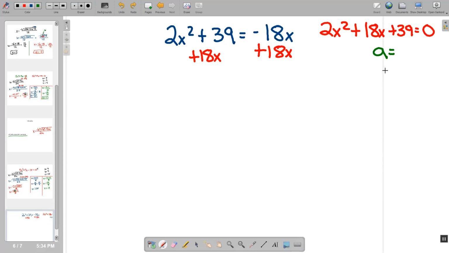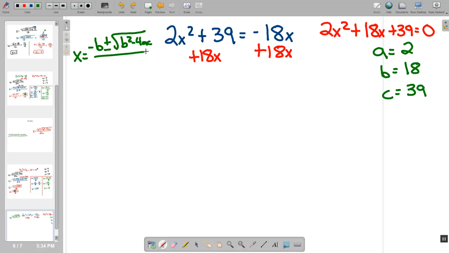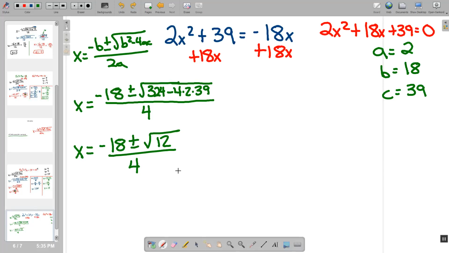So we need our a, our b, and our c values. A value is 2, b value is 18, c value is 39. So our quadratic formula is x is equal to opposite b plus or minus the square root of b squared minus 4ac all over 2a. And now let's plug it in. Now I'm going to pause the video here to have you try to plug it in and see what you get. After simplifying, I end up getting this.